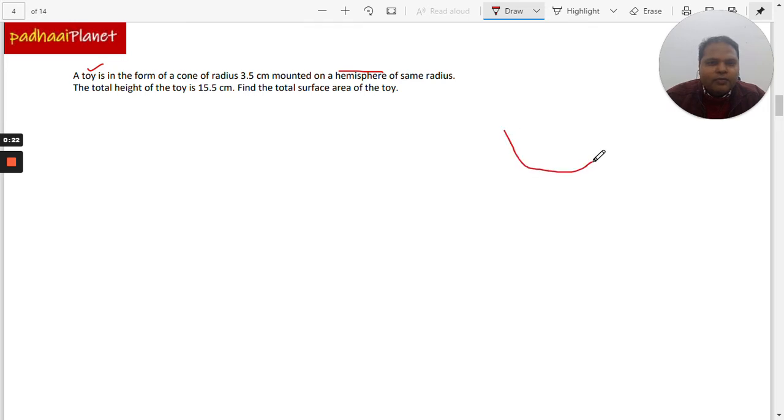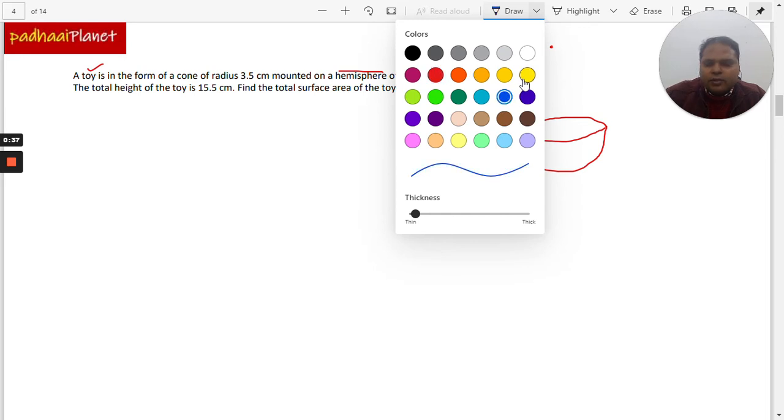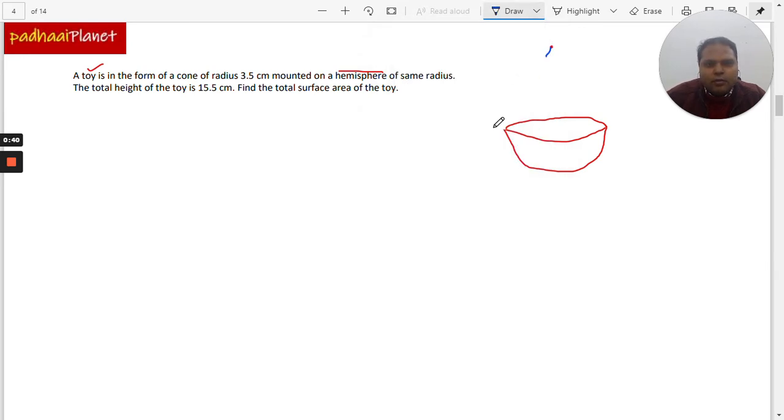So this is the hemisphere, right, and it is something like this, okay, and the cone is here, and that's mounted on this hemisphere. So that will look something like this, right? Yes, and this will also be the base of the cone, because the cone is exactly mounted on the hemisphere, so that's like the same thing, right?